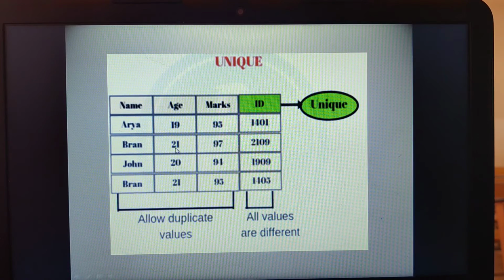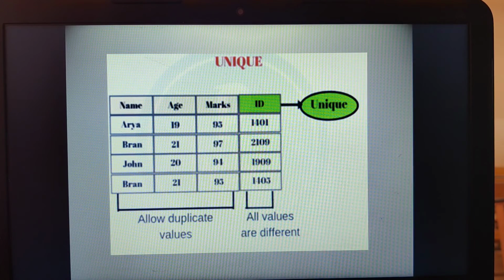The two students' ages are 21, so the values are repeated here. Marks also, you can see here 93, and here also we have 93. So these three, name, age and marks, can allow duplicate values. But where we have applied a unique constraint on ID, they cannot have any duplicate values. All the values should be distinct or unique. I hope the concept is clear.